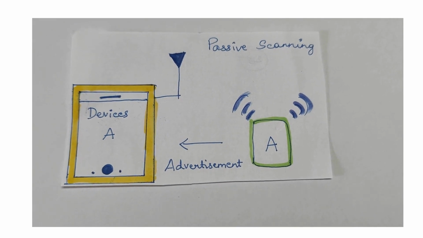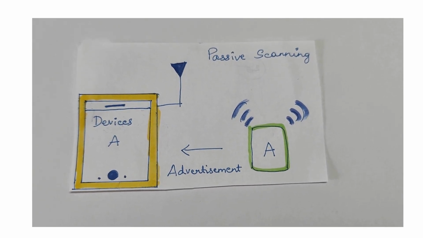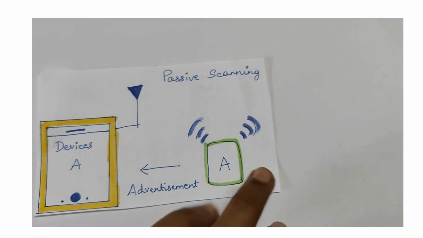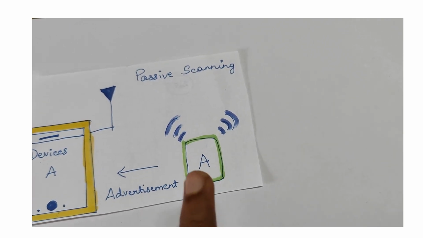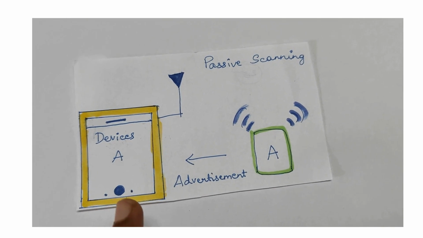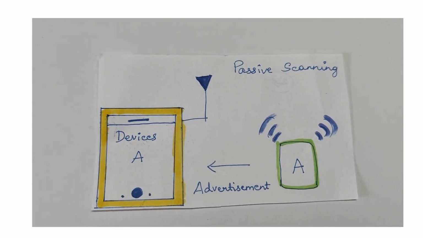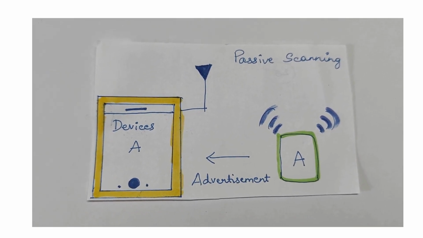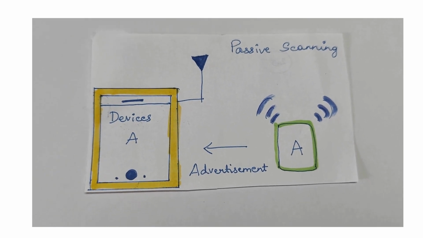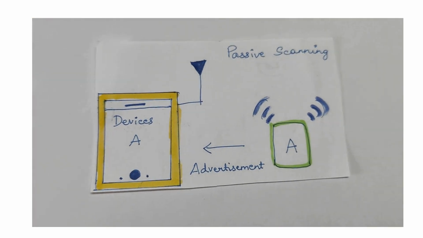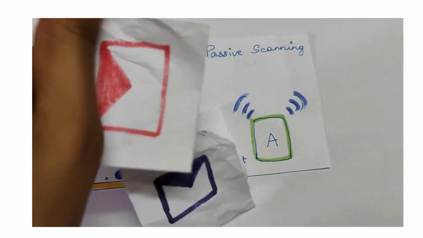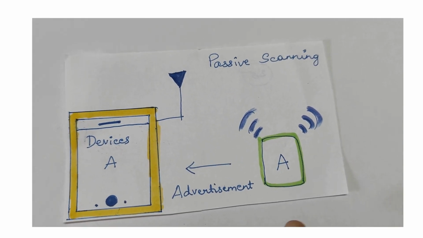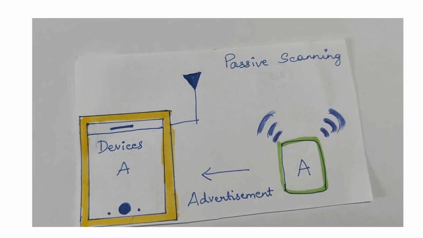In passive scanning, the scanner listens to the advertiser and never provides any response to the advertiser. For example, here is a scanner listening to the advertiser. This device A is advertising and this scanner is listening to this advertiser, but it never acknowledges, it never responds to that advertiser. So this advertiser is never aware that its packets are received by the scanner. The advertiser never knows if these packets are received by the scanner or not. This is called a passive scanner. This device just receives advertisements and never acknowledges.